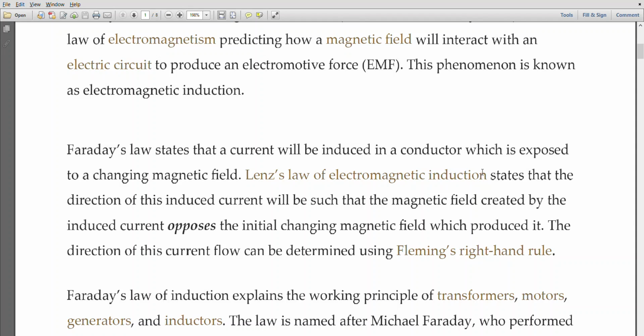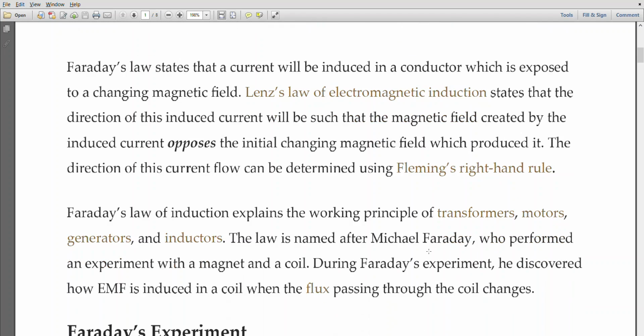The direction of the current flow can be determined by Fleming's right hand rule, that we will see in the following videos. So these are the two important laws. Whenever there is a change in the magnetic field or magnetic flux lines, there is a current induced in a coil, and this current induced in a coil produces a magnetic field, and that magnetic field will oppose the source magnetic field with a force. That force is called Lenz's force.